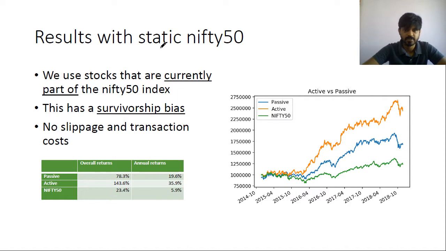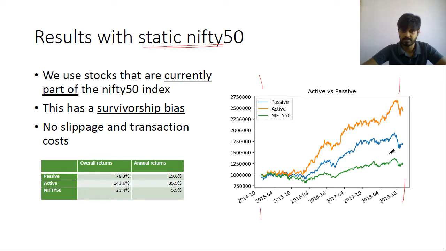So our first set of results is with static Nifty 50. What I mean by static is I look at this point, I see the components of the Nifty 50 index, I go back 4 years, and I start investing in these, and I use this for my strategy. And similarly for passive, I just go back to this point in the past, buy an equally weighted portfolio, and just watch the performance.